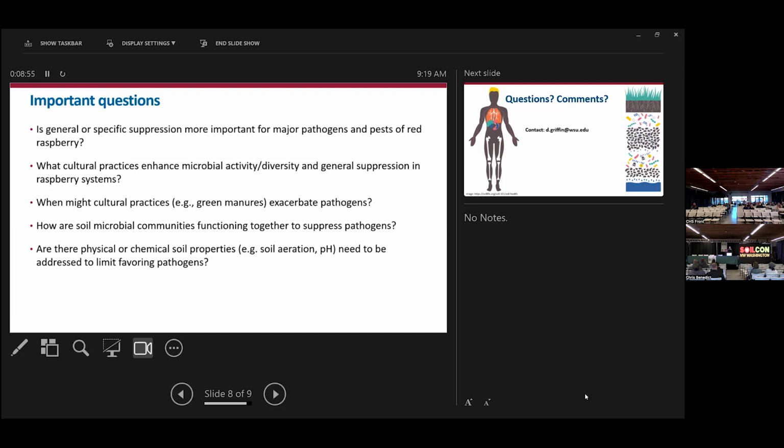How are soil microbial communities functioning together to suppress pathogens? There are a lot of new tools to really understand the microbiome, but there's a lot we still don't understand about how different organisms are interacting with one another. So I think this is an area of research going forward where we really need soil scientists, pathologists, and microbiologists all working together. And then also, of course, there are physical and chemical aspects that are important as well, things like soil aeration and pH that might need to be addressed, that can be contributing to pathogen issues, not just the biology.